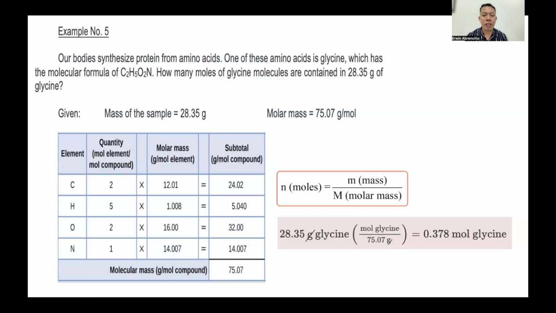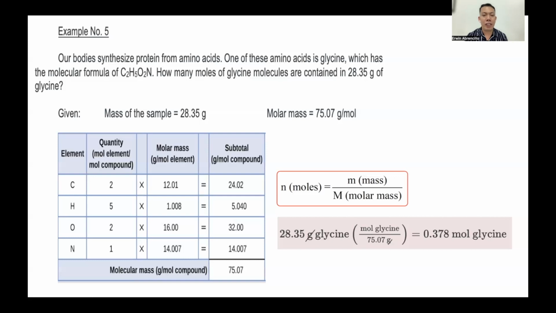Okay, so we have here 28.35 grams of glycine, and the molar mass is 75.07 grams per mole of glycine. So you can cancel the gram unit, and you get the moles of glycine, which is 0.378. All right.